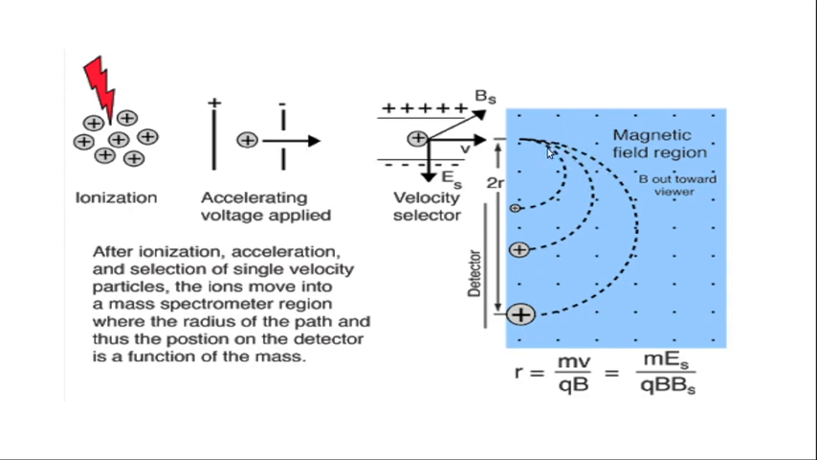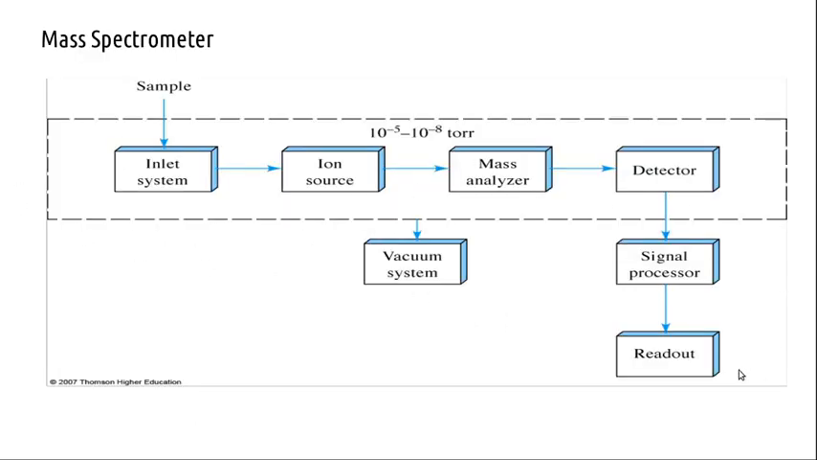So ions which are heavier will be bent less within the magnetic field, and those which are lighter are bent more. These ions within the magnetic field are subjected to the Lorentz force and the centrifugal force. So the net effect will bend their paths. So this is the block diagram of a typical mass spectrometer.